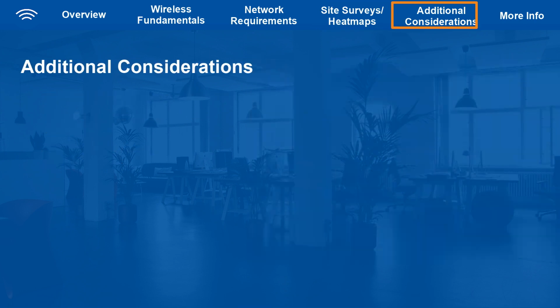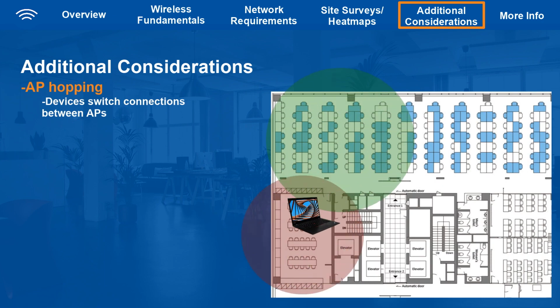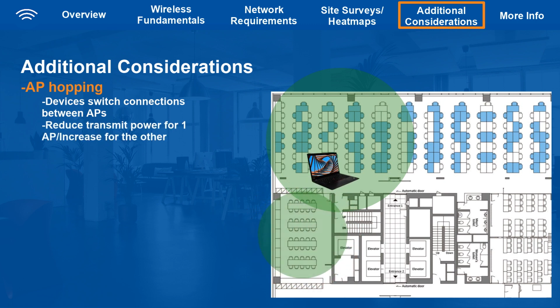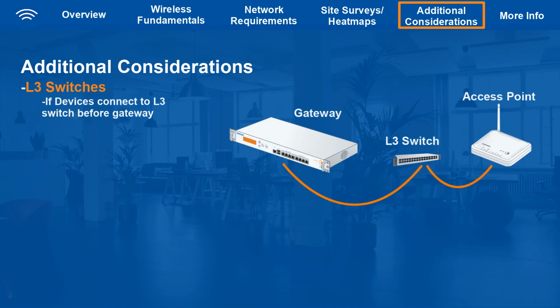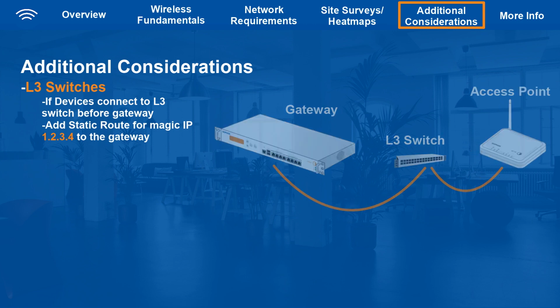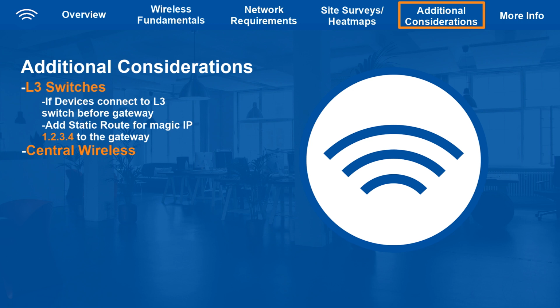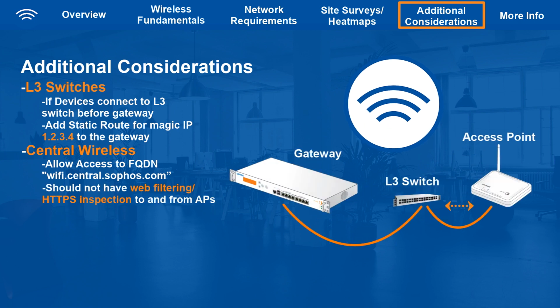Now let's talk about some additional considerations directly from Sophos support engineers. If you find there's a section of your site where devices AP hop, either increasing transmit power for one AP or decreasing transmit power for the other AP may be an acceptable solution. If your APs don't connect directly to the gateway and go via a layer 3 switch, create a static route for the magic IP 1.2.3.4 and route to the gateway. If using Sophos Central Wi-Fi, allow access to the FQDN wifi.central.sophos.com. There should not be any web filtering or HTTPS inspection applied to the traffic destined to or originating from the AP, as this causes problems for registration with Sophos Cloud Wi-Fi.